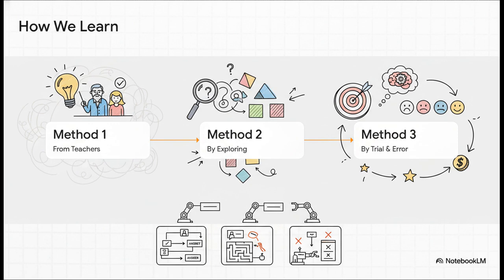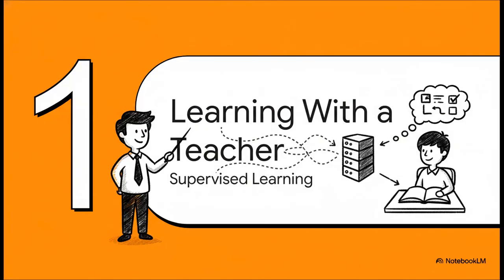You do something right, you get a good feeling. You do something wrong, you learn not to do it again. Now here's the cool part. These are the exact same models we use to teach machines. So let's kick things off with that first one, learning from a teacher. In the world of AI, we call this supervised learning.